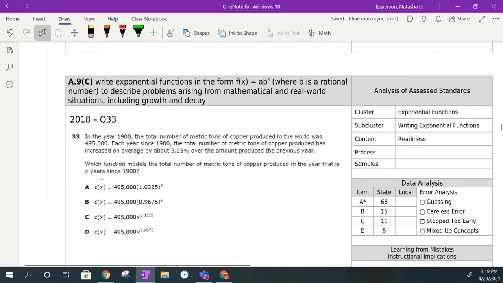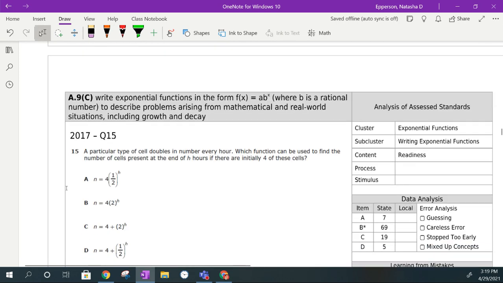Same technique. Now, we're talking about exponential functions. I'm going to eliminate C and D because those are not set up as exponential functions. In the year 1900, the total number of metric tons of the products was 495,000. Both of these have that same initial A value. Each year, the total number of metric tons produced is increased on average. A is an increase, B is a decrease, so our answer is A. That's all we have to do. We don't even have to do any calculations.